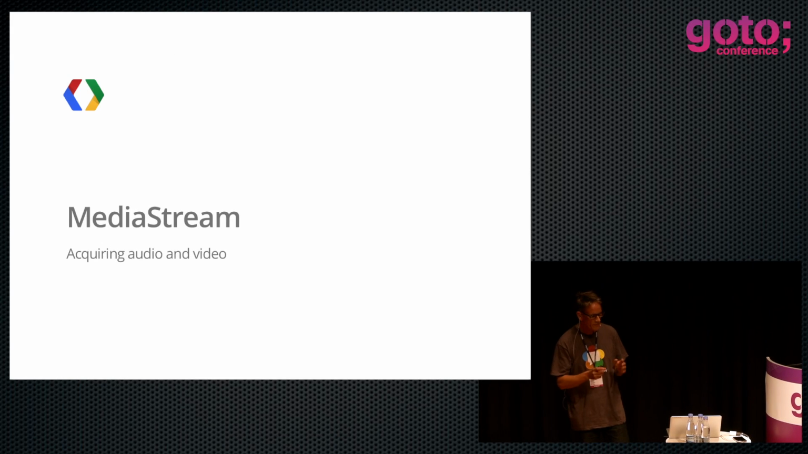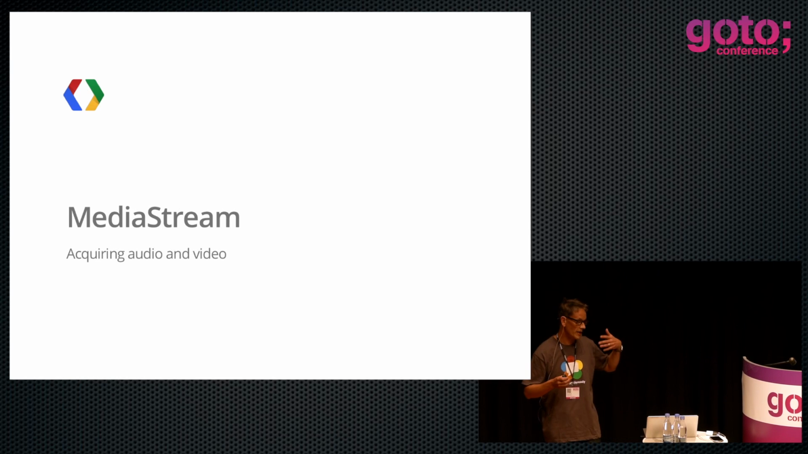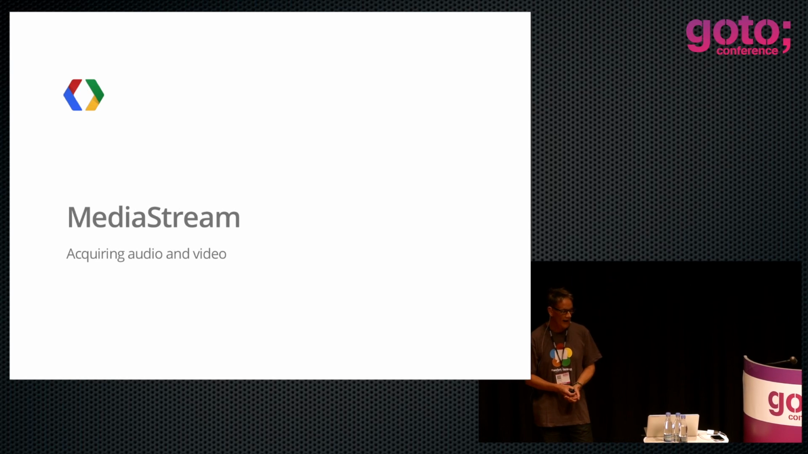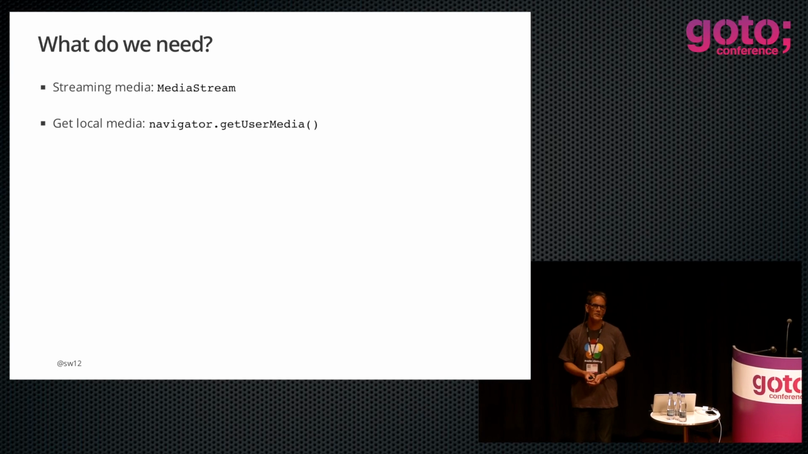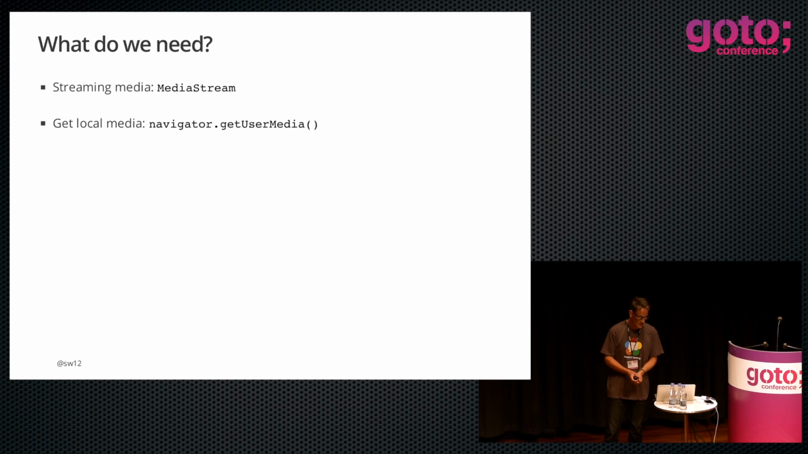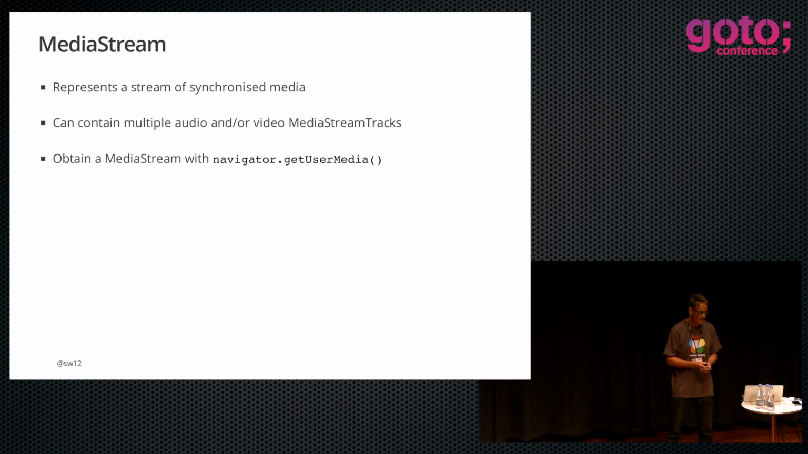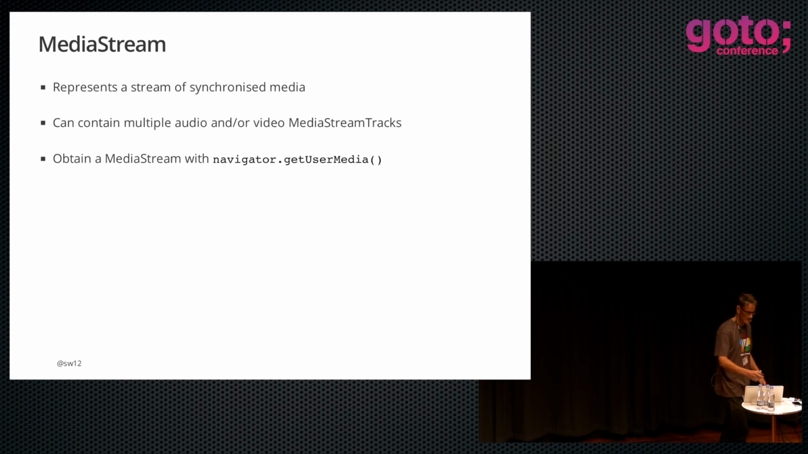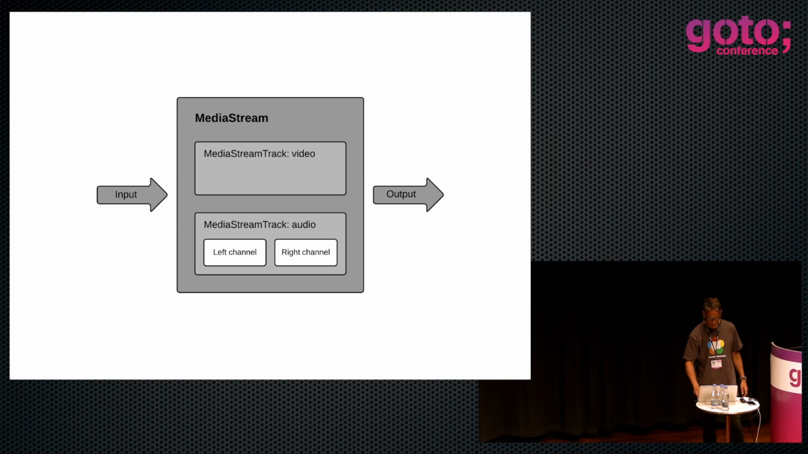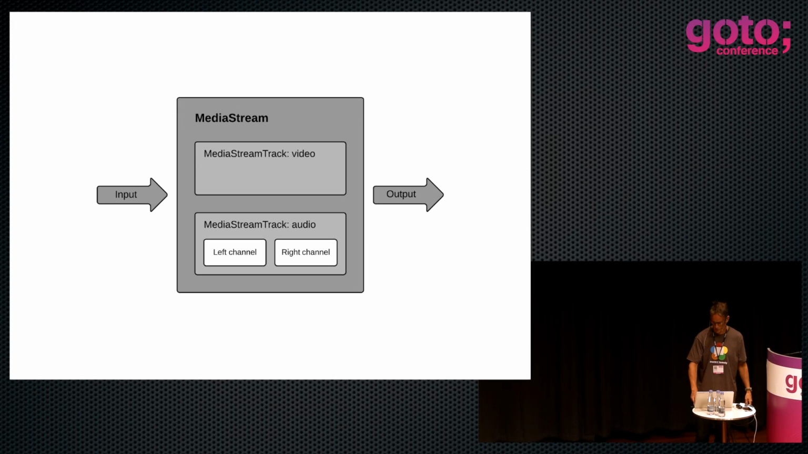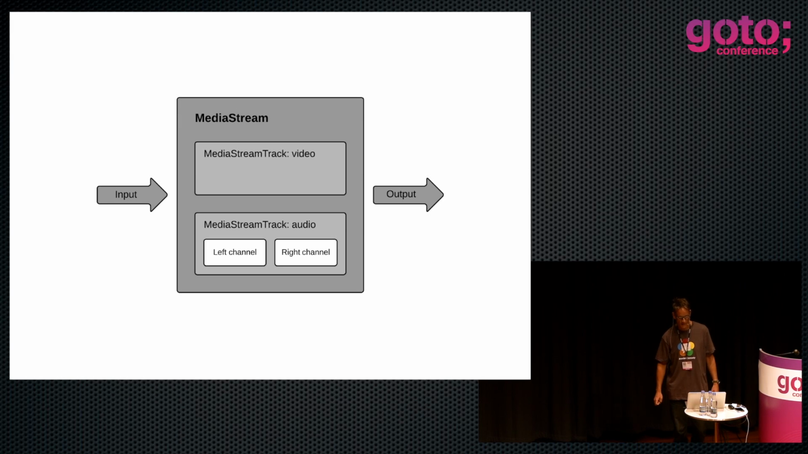So, MediaStream is an abstraction of streaming media. We can get a media stream using the navigator getUserMedia method. A media stream represents a single synchronized source of streaming data. Each media stream can have multiple media stream tracks, each of those representing audio or video. And we get one using getUserMedia. In the diagram, we've broken that down one step further, where an audio media stream track has a left channel and a right channel. And you can imagine variants on that theme.